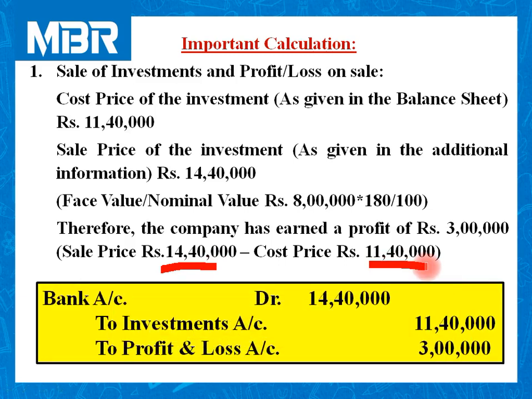Using this information, we can easily calculate the amount of profit, and the amount of profit is rupees 3 lakhs. Simply pass journal entries for this transaction. Bank account debited rupees 14 lakhs 40,000 to investment account 11 lakhs 40,000 cost price, and amount of profit transferred to profit and loss account rupees 3 lakhs. With this, calculation related to sale of investment comes to an end.